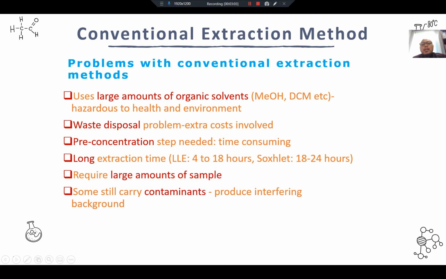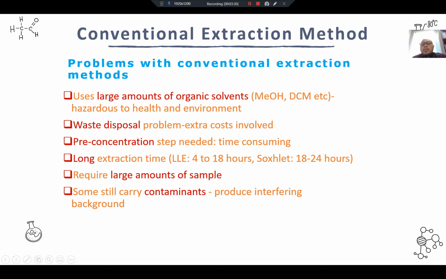The next one is the waste disposal problem, of course, because you are dealing with organic solvent. You need to use a lot of solvent, so it will be a problem for waste disposal. A pre-concentration step is needed, except for SPE. For LLE and Soxhlet extraction, because you use a lot of solvent, the extract gets diluted, and then you need to reconcentrate it.